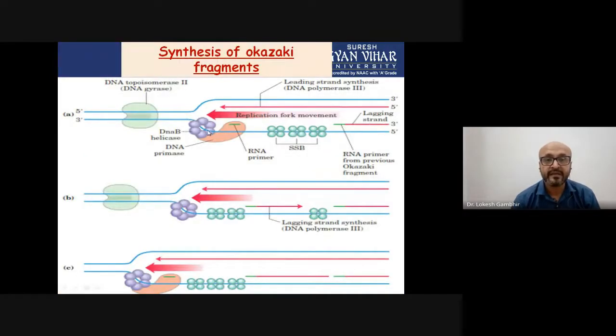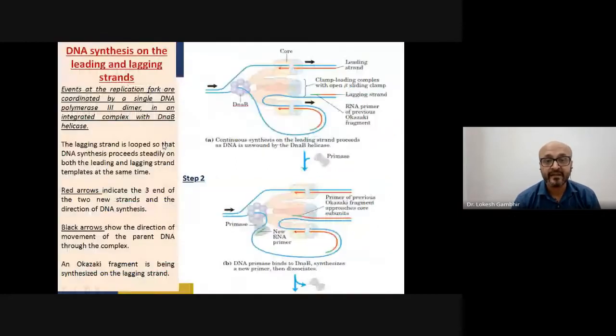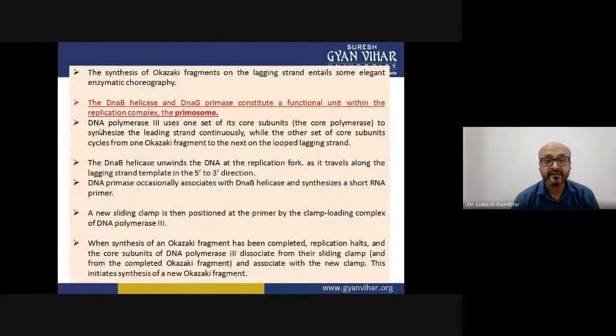See this helicase. The helicase is DnaB, whereas the primase is called DnaG. Now these B and G proteins form a constitutive functional unit in every replisome. These two enzymes are called the primosome. Why? Because one is opening and another is forming a primer. On the leading strand, only one primer is required, whereas on the lagging strand, every time a new primer has to be synthesized.